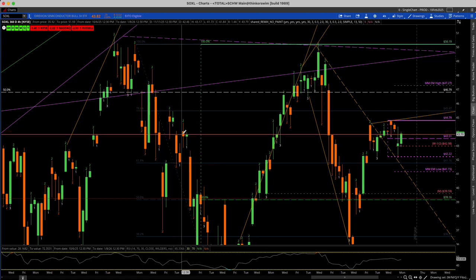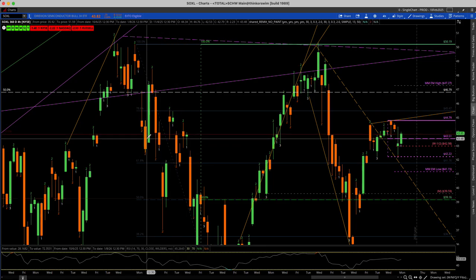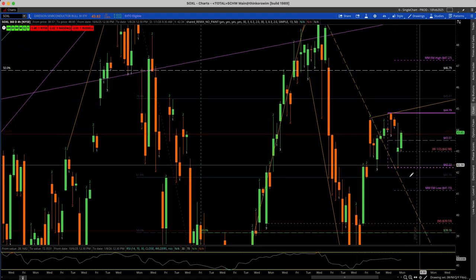You can see where the candle ends. It's kind of a magnet, right? We've got that going across here. So we want to just watch out for more chop.